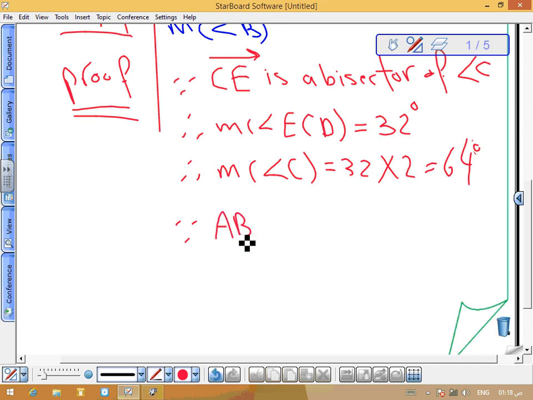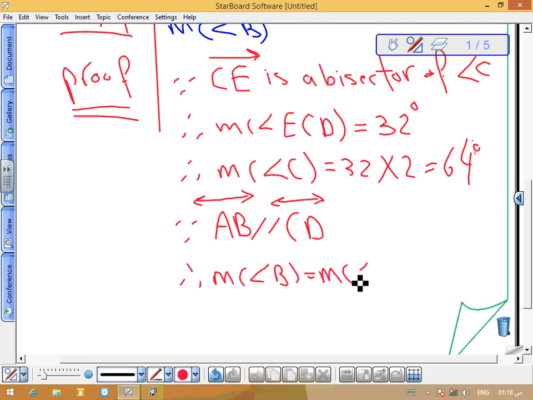Since AB straight line is parallel to straight line CD, therefore measure of angle B equals measure of angle C equals 64 degrees. And here we have finished solving this problem using deductive proof.